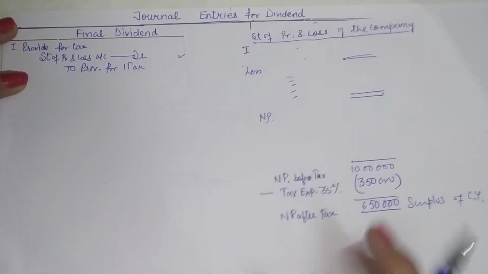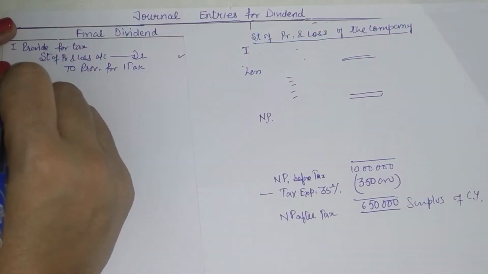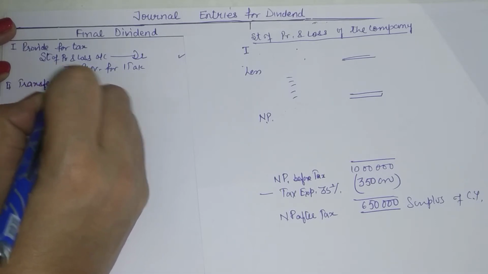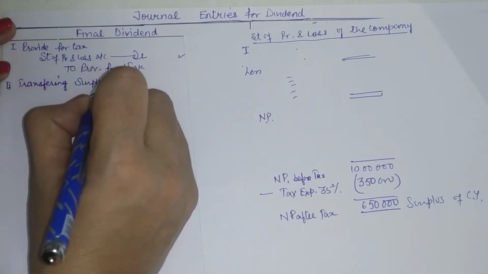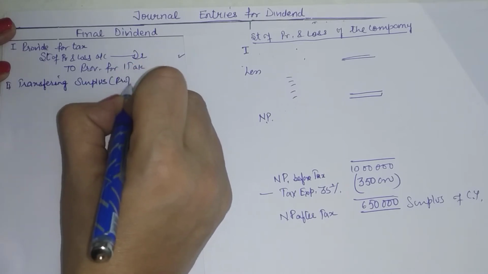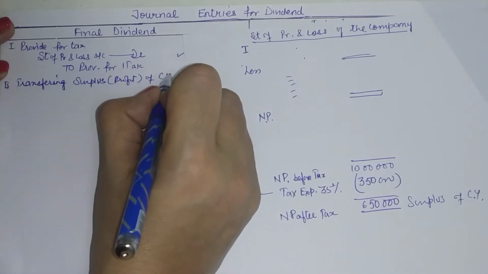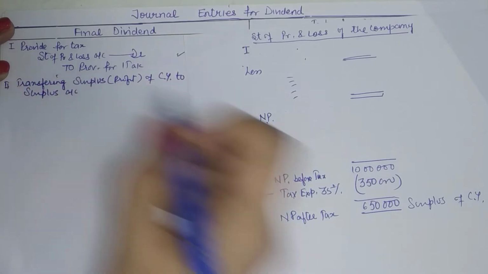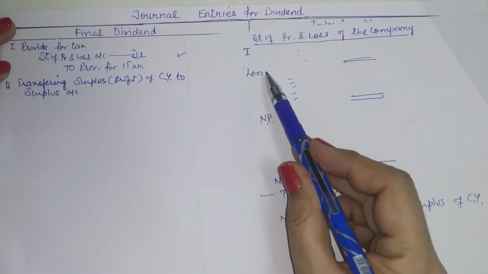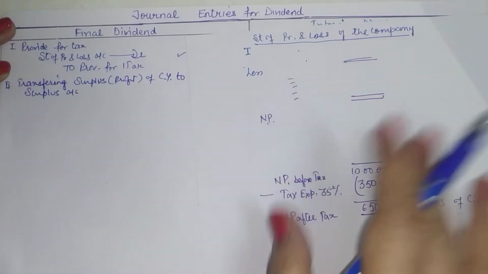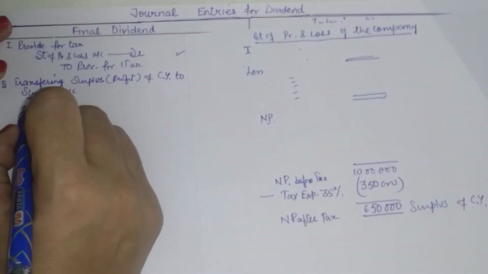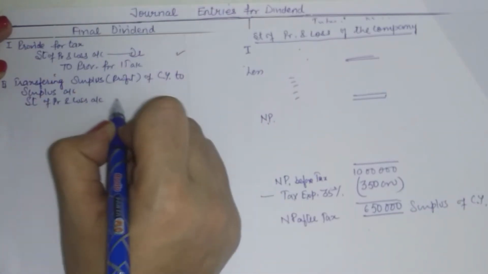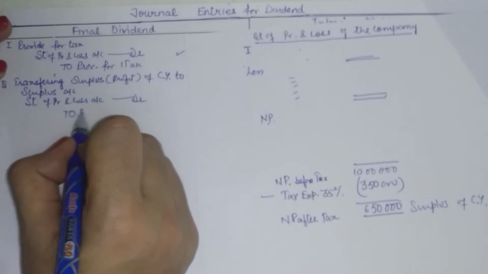So alongside, we will be transferring surplus, that is the profit of current year, to surplus account. So this surplus is available in income statement. From there, it will now go to the surplus account. So your entry will be statement of profit and loss account debit to surplus account.